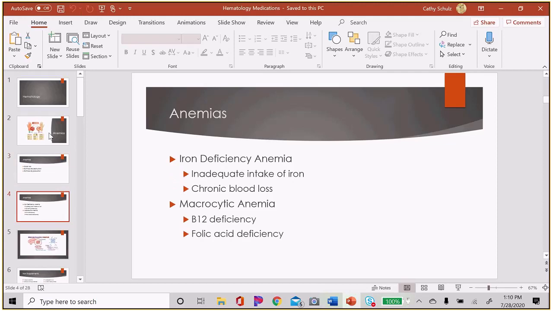So we're going to talk about iron deficiency anemia, which is essentially either the person isn't getting enough iron in nutritionally, or they're chronically losing blood, so they start to wear out their iron stores. The other type of anemia we're going to talk about is macrocytic anemia, which means the person has a decrease in production of red blood cells because they're missing some of the essential B vitamins. It's called macrocytic because without those special B vitamins, the red blood cells don't divide correctly while they're being created, and they look too big.